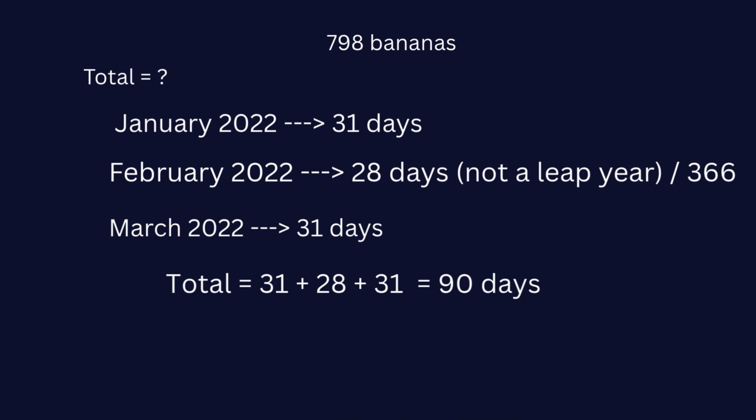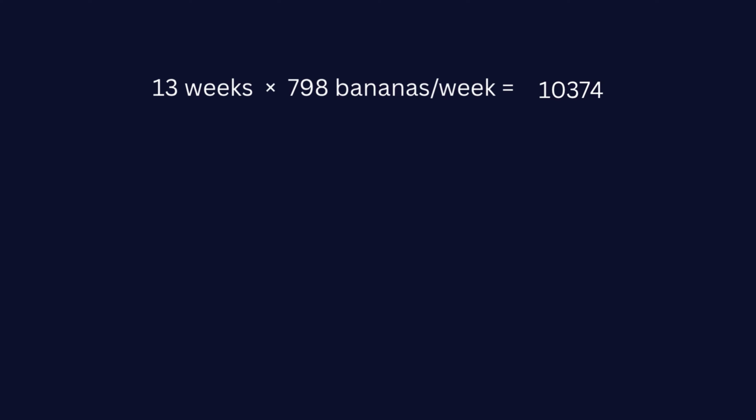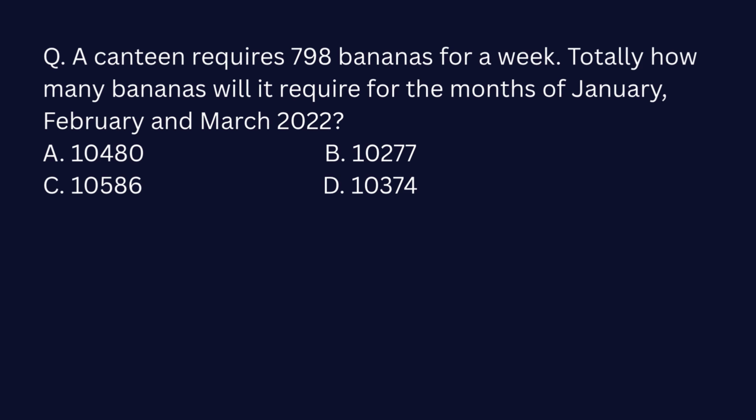Now I need to convert days to weeks. In order to convert days to weeks, I can just divide by the number of days in a week. For example, 90 days divided by 7 days per week will give me 12.857 weeks. Now I need to round it up to the closest value. For 12 it is 13, so it will be 13 weeks. Now I need to multiply by the weekly requirement. So 13 weeks times 798 bananas will give me 10,374 bananas. So if we look at the options, we see that option D is the correct answer, which is 10,374 bananas.